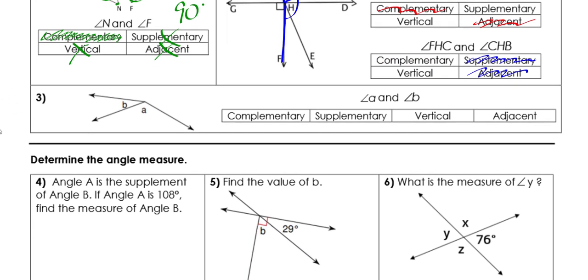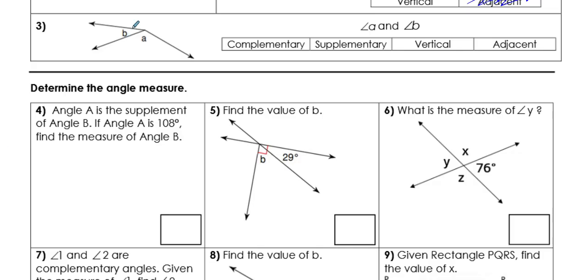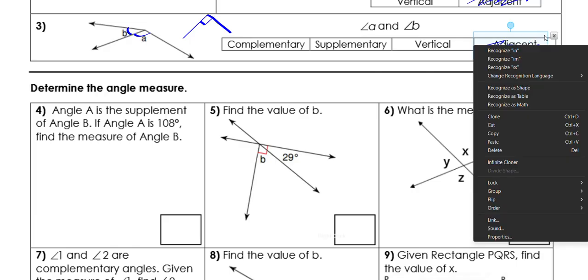Angles A and B on number 3 are just adjacent. They are right next to each other. They're not making a straight line. They're not making a perfect corner. They're not across from each other. They are just adjacent.